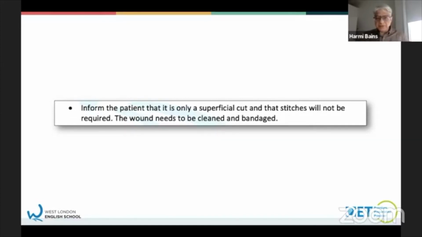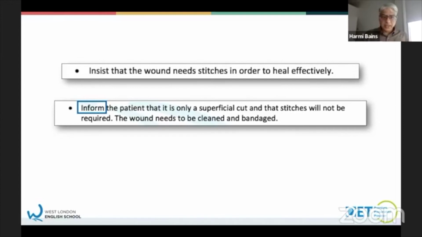It says here, inform the patient that it is only a superficial cut and that stitches will not be required. The wound needs to be cleaned and bandaged. Now you don't get to see the interlocutor's card, so you don't know, but this is what it says. It says, insist that the wound needs stitches in order to heal effectively. So your task is to inform. So now you've gathered information, this is information giving. You're going to give information. You've got to inform the patient. A lot of role plays are written so there's a little bit of conflict, or there's a little bit of tension.